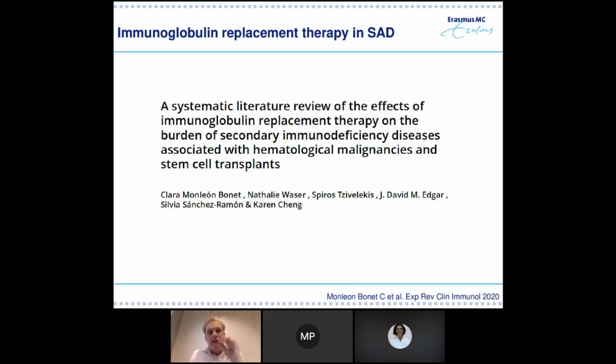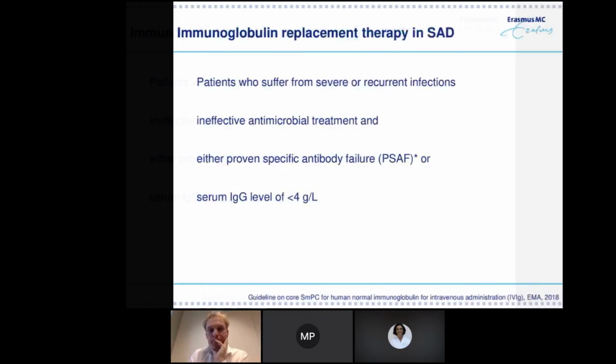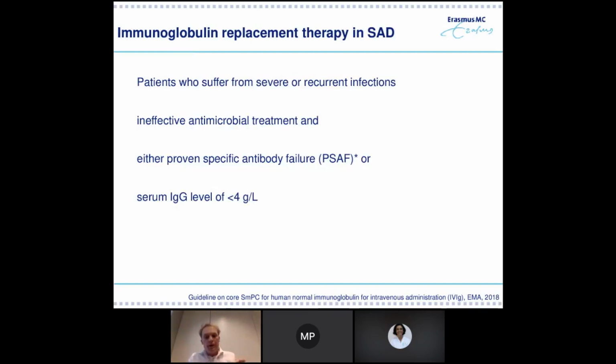Sanchez Ramon, who performed a systematic literature overview of the effects of immunoglobulin replacement therapy, there is not a consensus on how and when to start immunoglobulin replacement therapy in these patients. If you look in the European medical advisory statements, when to initiate immunoglobulin replacement therapy in patients with secondary antibody deficiencies, these are the definitions.